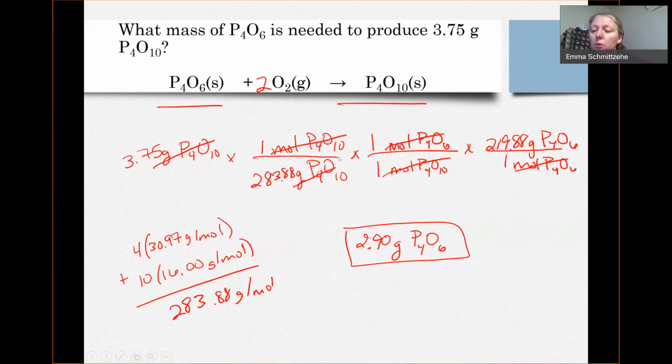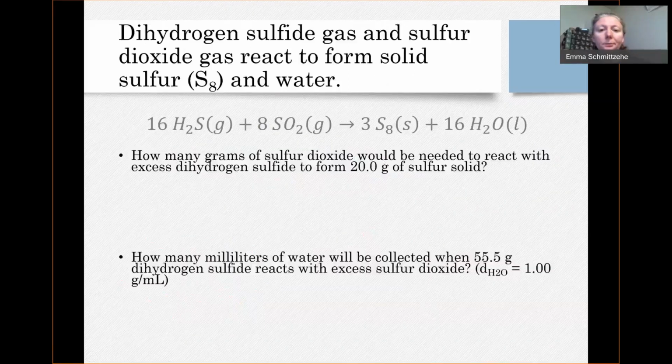Okay, now let's do a few more. So this problem, we've got dihydrogen sulfide gas and sulfur dioxide gas reacting to form solid sulfur, so S8, and water. Okay, so I've got the balanced chemical reaction there already. Really, in the title there, I gave you enough information that you should be able to write the reaction yourself and balance it yourself, but I went ahead and gave that this time.